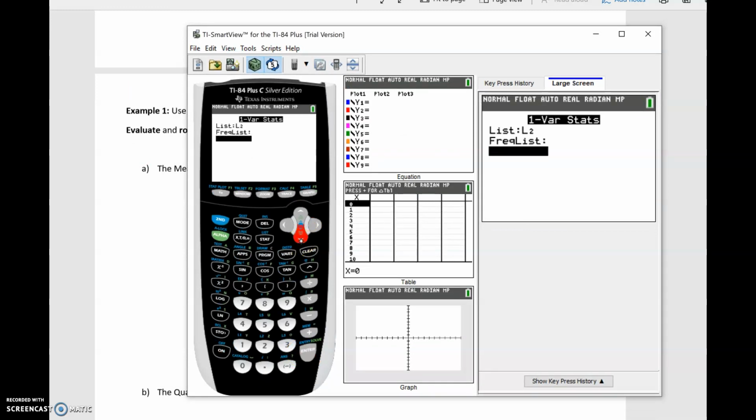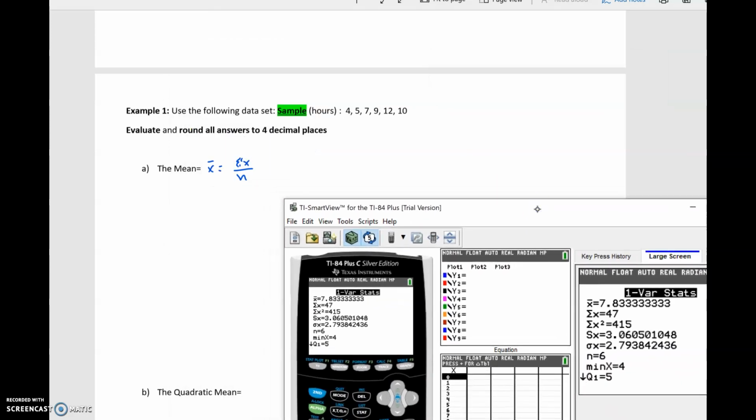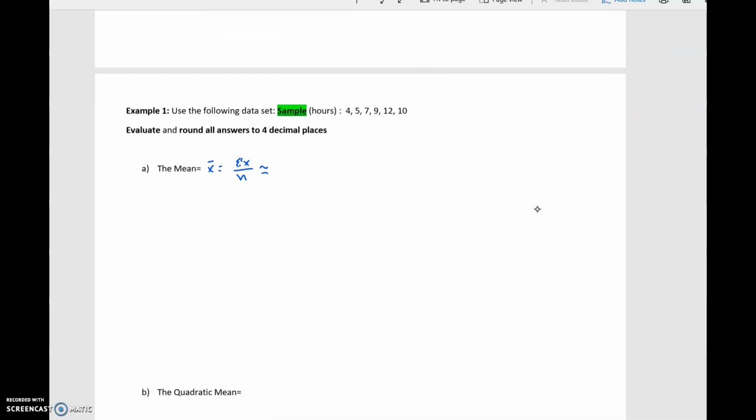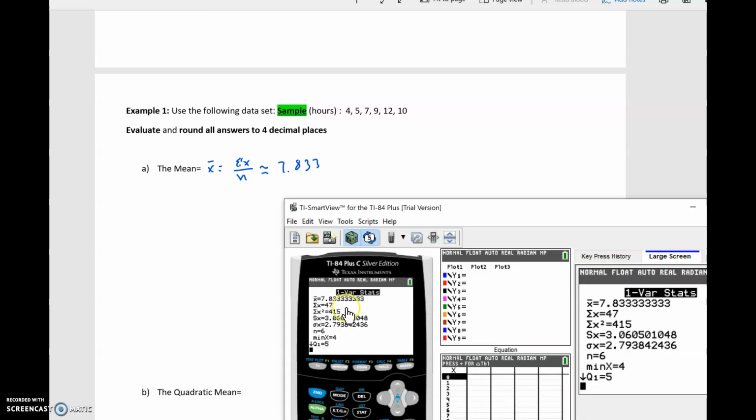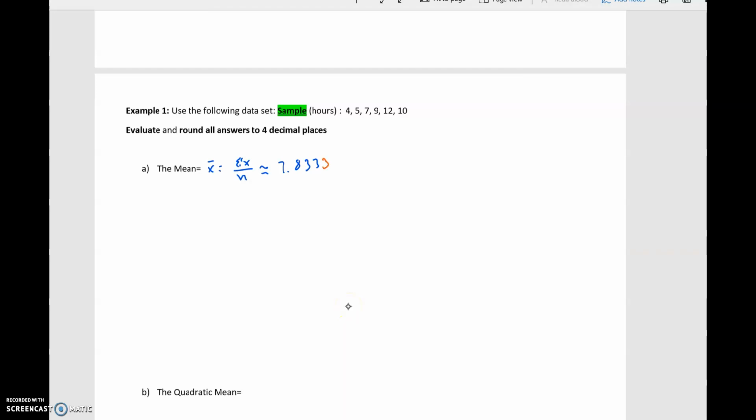But make sure you're running the actual values of L2, sorry. And 7.83, they want 4 decimal places. So I'm just going to write it as either approximately or equals 7.8333. We're running to 4 decimal places. So let me just double check that, yeah, there's always 3 afterwards. So that would be our actual final answer.